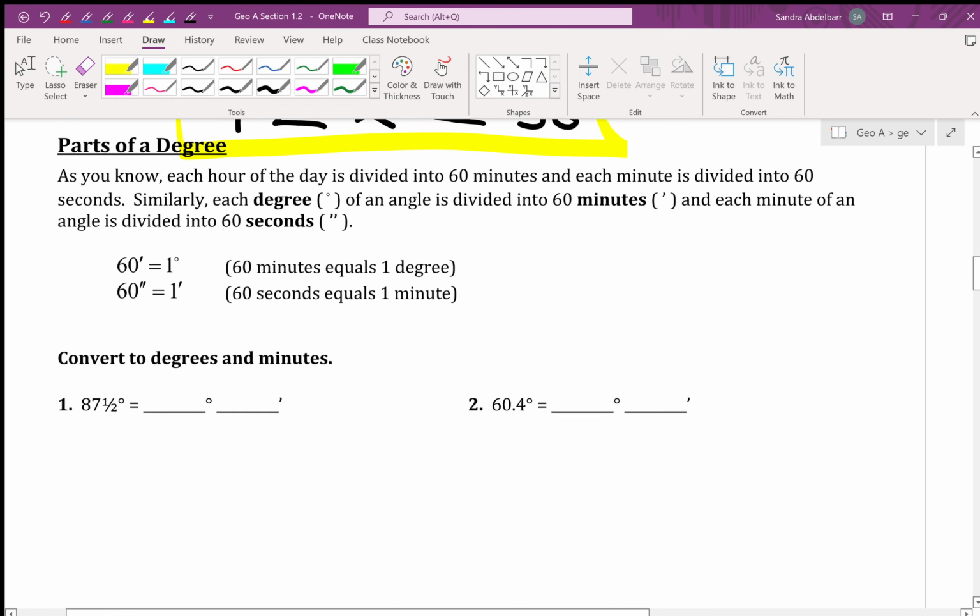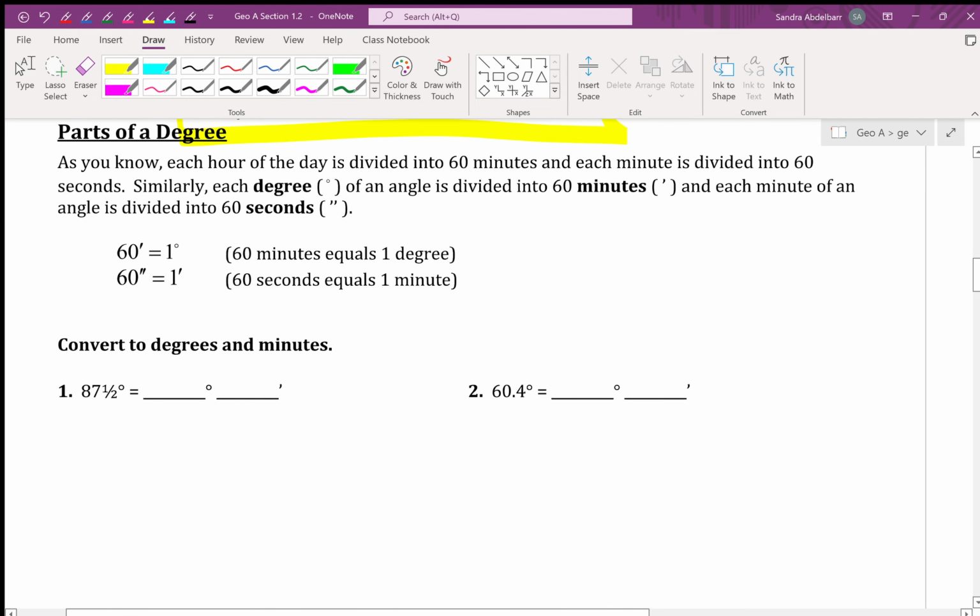All right, parts of a degree. So we know our degrees, like when you have a protractor, you're measuring an angle, we all know about them. We also know we're allowed to have fractional parts of a degree, right? You could have 21.5, you could have 21 1/4 degree. You're allowed to have fractional parts of a degree.